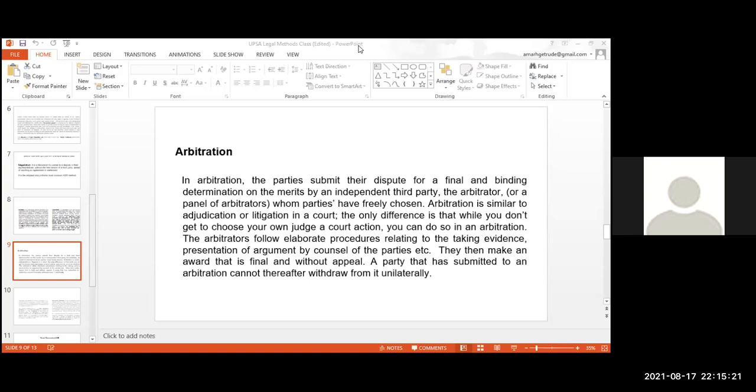But what can happen is that that decision can be set aside. Setting aside is different from appealing. Very soon, I want us to, let's just take it one at a time. We'll come back to the difference between setting aside an arbitral award and appealing an arbitral award, which is not possible legally.